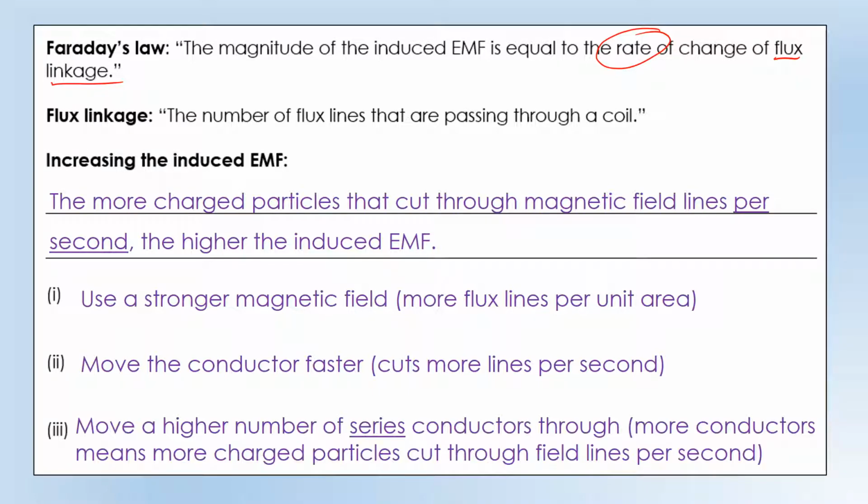And the third thing we can do is move a higher number of series conductors through. Because if you have more conductors, that's more charged particles that are cutting through per second. So what does that really look like? Well, we don't really see conductors connected end to end. What we're going to see there is a coil of wire, and we'll wrap more coils around, and that will mean there's more conductor moving through per second. Okay, so those are our three ways of creating a larger EMF, essentially.